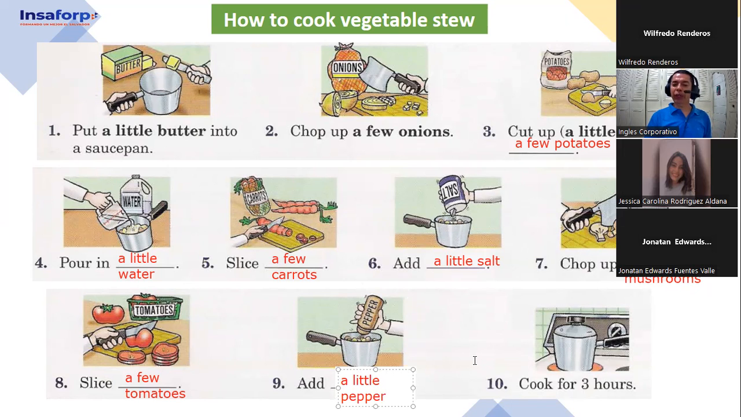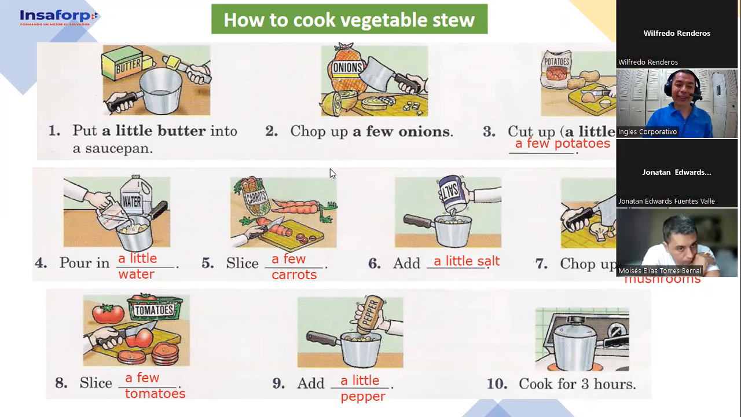And finally, cook for 3 hours. So why is the name vegetable stew? It's because of a lot of vegetables: onions, potatoes, mushroom, carrots, et cetera, right? Any question, class? Notice that we are using the imperative. You don't say Jessica Carolina puts a little butter into a saucepan. It's only put, chop up, add, cook, etc. So this is imperative, right? Do you like it? ¿Le gusta la práctica? Aprendemos a cocinar, usar gramática, y nombres contables y no contables.